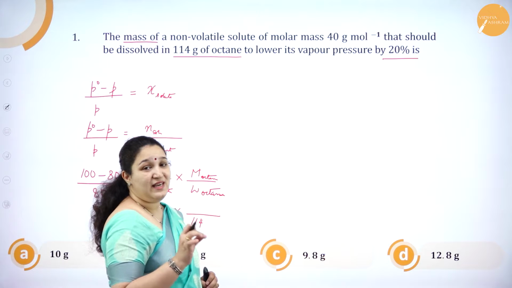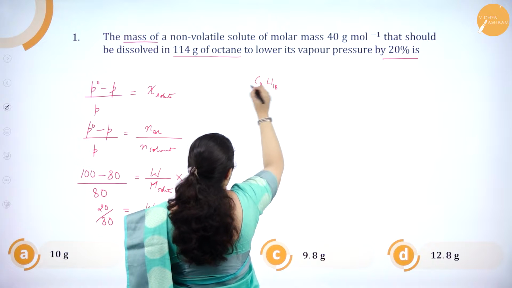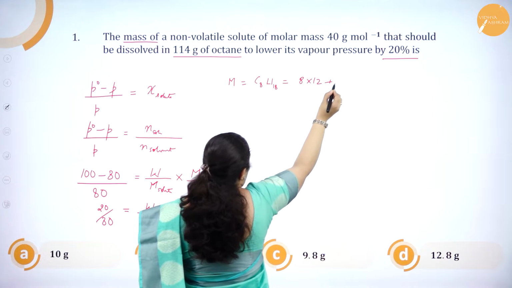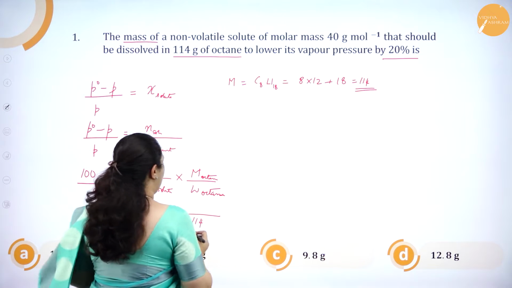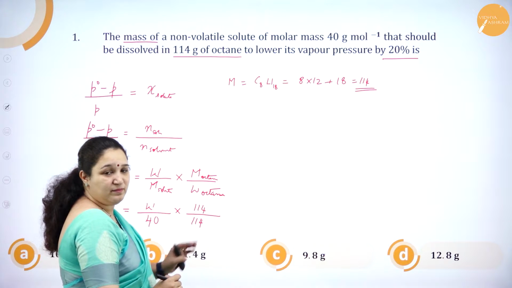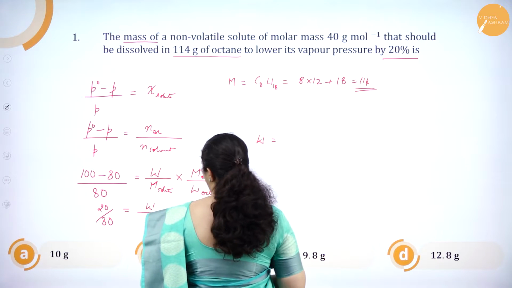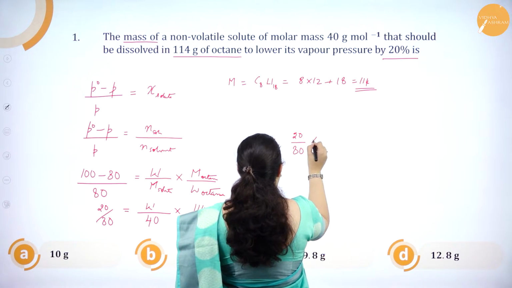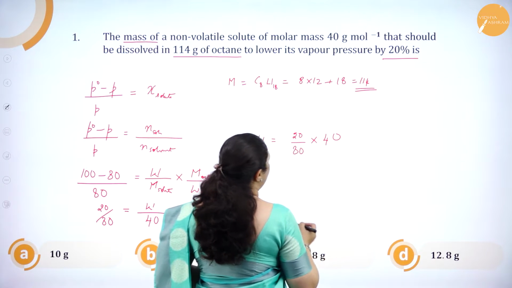What is octane? C8H18. What is it? C8H18. So molecular mass of octane is 8 into 12 plus 18 is nothing but 114. So molecular mass also is 114. So it gets divided, it will become 1. Correct? So W is equal to, what we are doing is we are just moving the other things on the other side. 20 by 80 into 40 I will take on the other end. Divide by 1 or multiply 1 by 1 is 1 in the same.